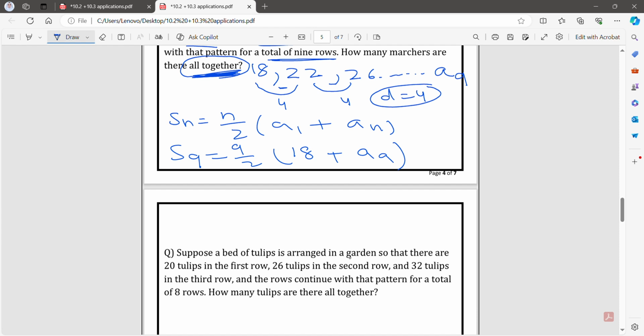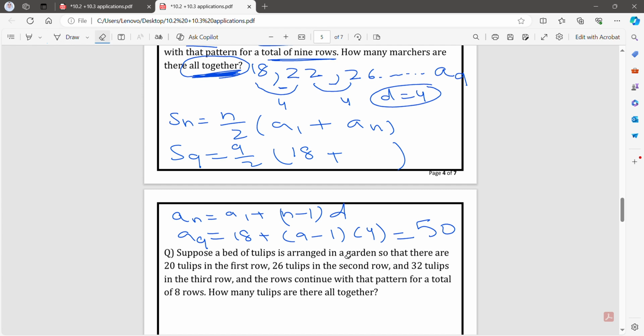Now a9 is a term, so definitely we have to use the term formula for arithmetic. What is the term formula? An equals a1 plus (n minus 1) times d. So a1 is 18, plus we are finding a9, so here it will be 9 minus 1, and d is 4. Give it to the calculator and that will be your a9. So it's 18 plus (9 minus 1) times 4. What is the answer? 50. So instead of a9 we can write 50 here.